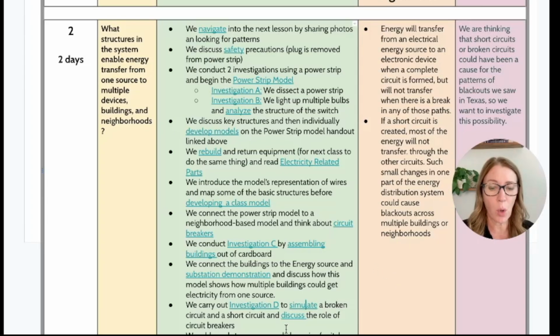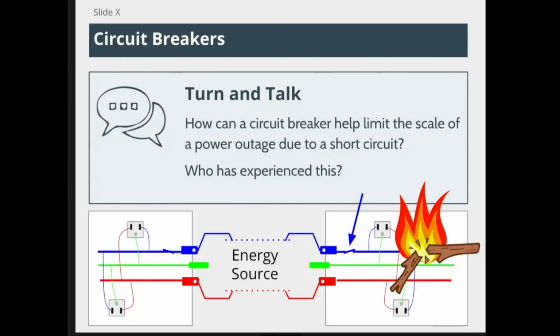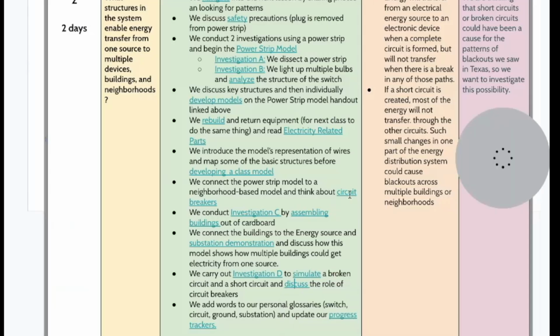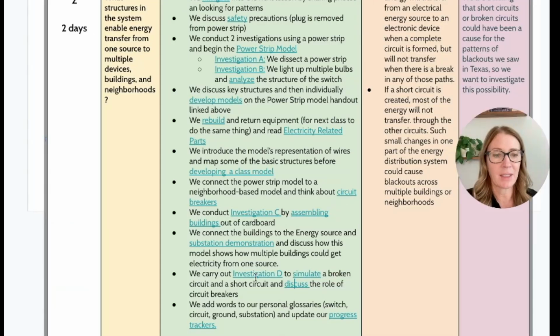We're going to discuss the role of circuit breakers again, and especially in the context of a broken circuit or a short circuit. If you've got the branch that falls and electricity is going into the branch instead of where it needs to go, we talk about who's experienced this. And then we're going to add some words to our personal glossaries, which would be switch, circuit, ground, and substation.